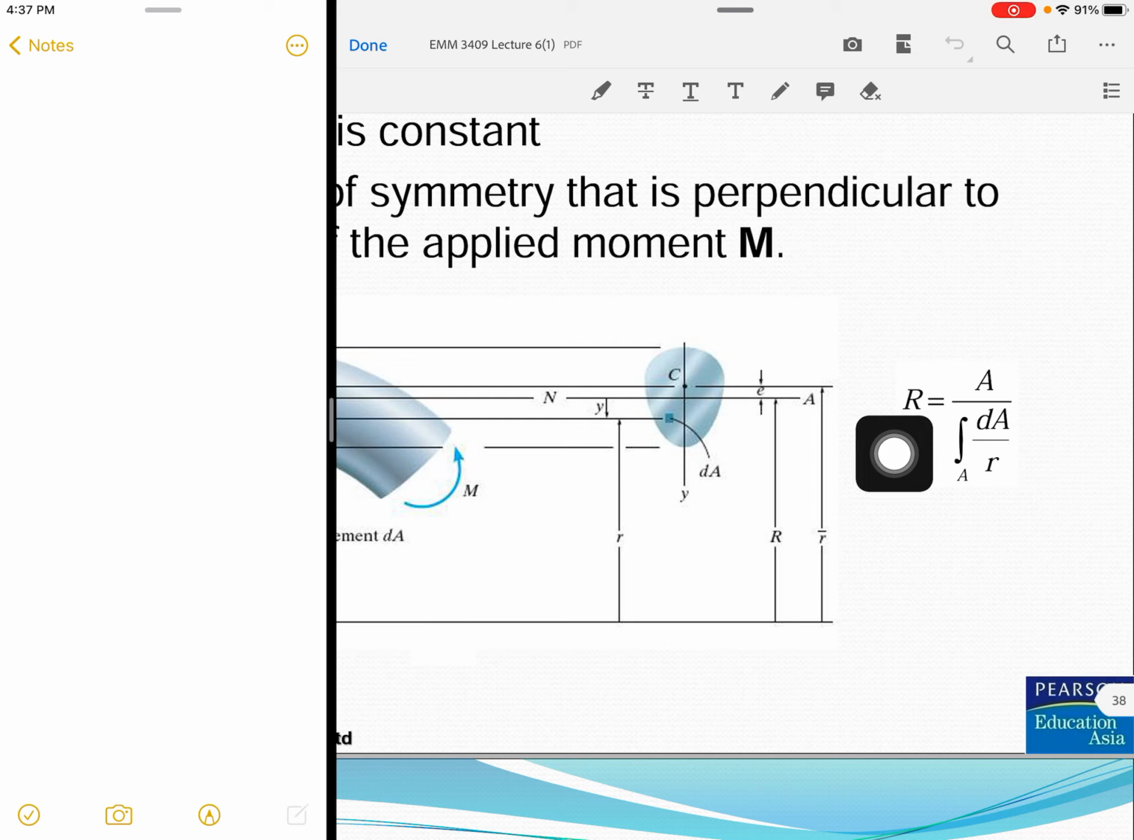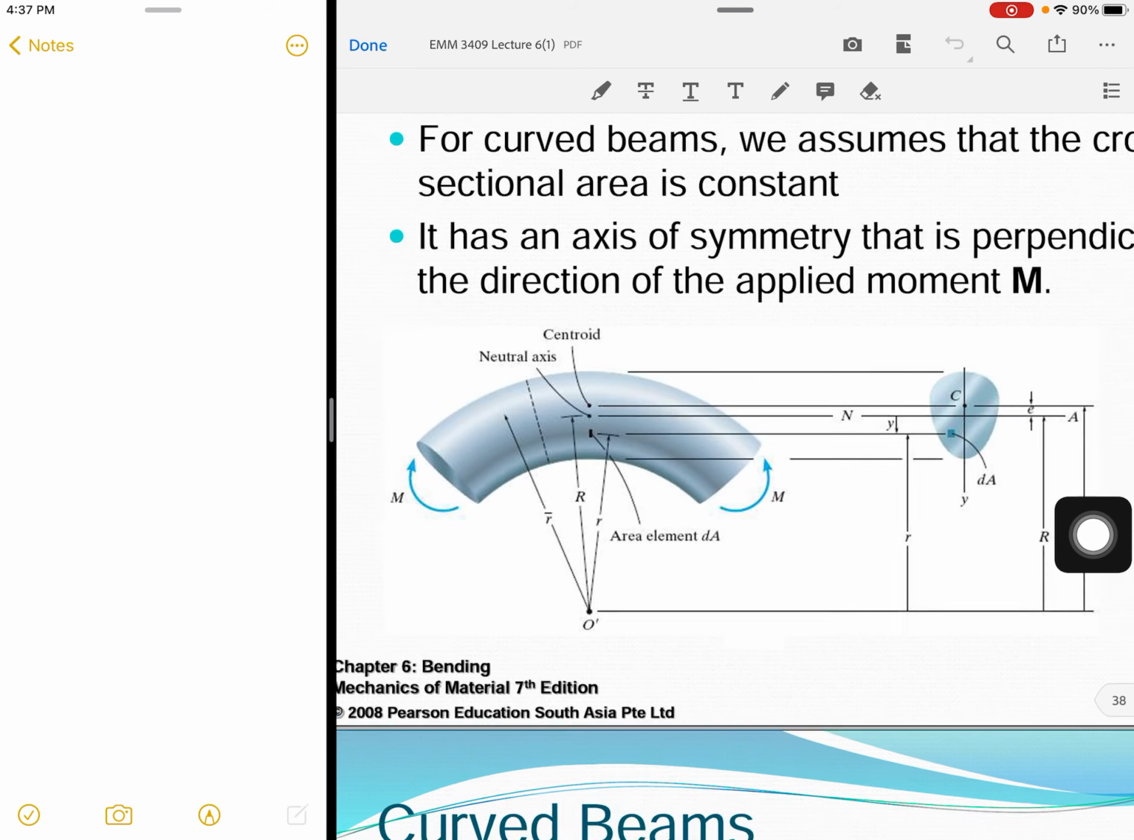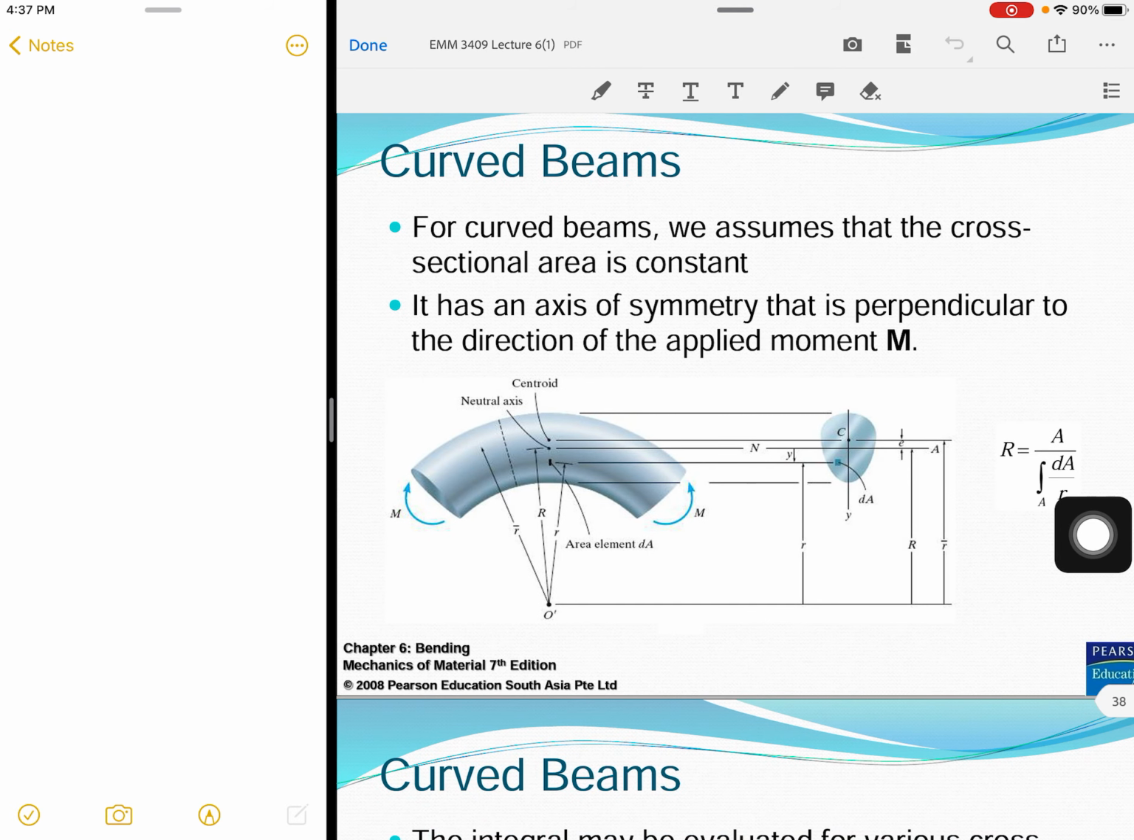So this is the formula to calculate R, okay. So we have the cross-sectional area A, we have this parameter, the integral of dA over r across the area, and we have r, the big radius right here, okay. And that's how we calculate the value of R.